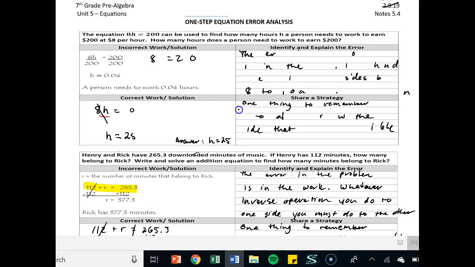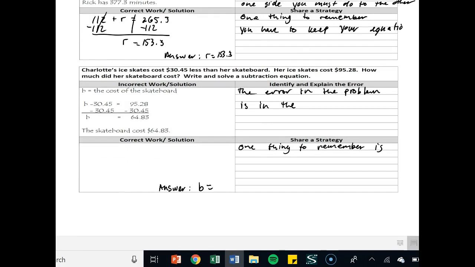So one thing to remember is you have to keep your equation balanced. And we do that by making sure that whatever I do to one side, I do the same exact thing to the other side, right? If I take away 112 on one side of the equation, I have to do it on the other side in order to keep it balanced.